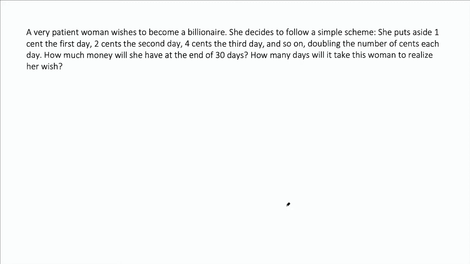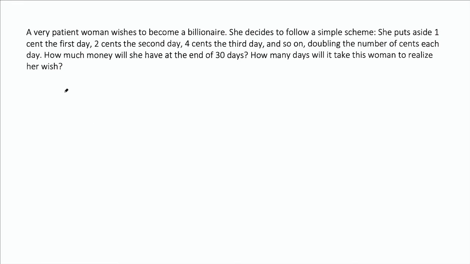A very patient woman wishes to become a billionaire. She decides to follow a simple scheme. She puts aside 1 cent the first day, 2 cents the second day, 4 cents the third day, and so on, doubling the number of cents each day. How much money will she have at the end of 30 days? How many days will it take this woman to realize her wish?